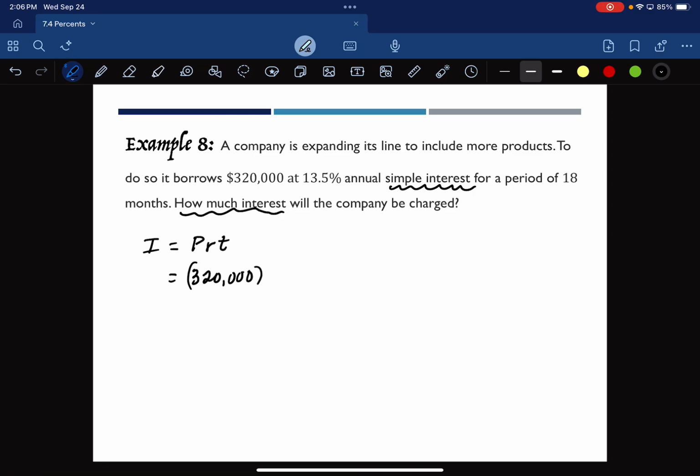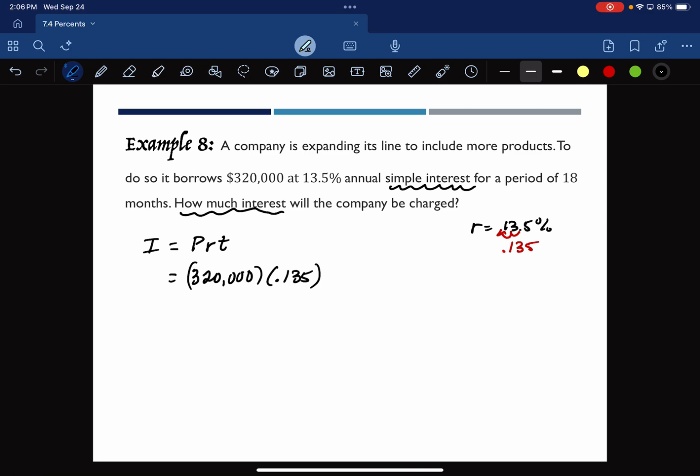R is the interest rate as a decimal, not as a percent. So our interest rate here is 13.5%. But what would it be in terms of a decimal? I know there's a decimal within that, that's not what I mean. What is the decimal value? Yeah. So remember we talked about this last time. We can move the decimal 2 to the left. We would get 0.135. So that is the rate that we have.